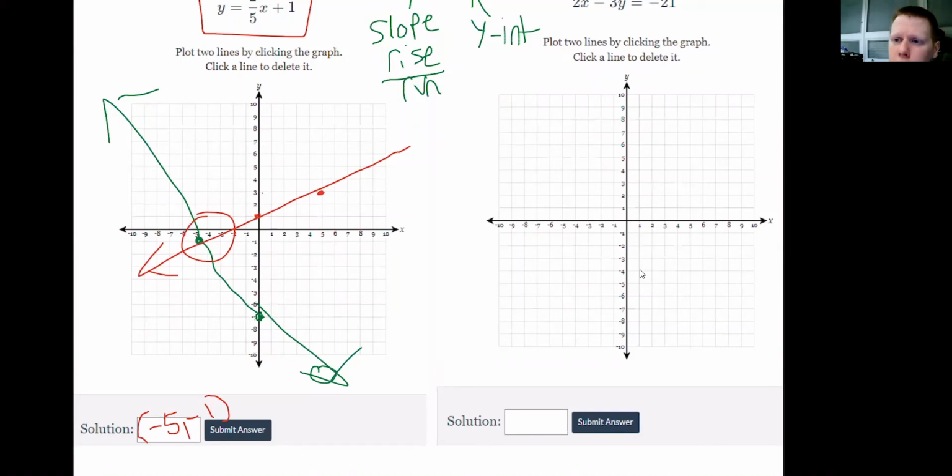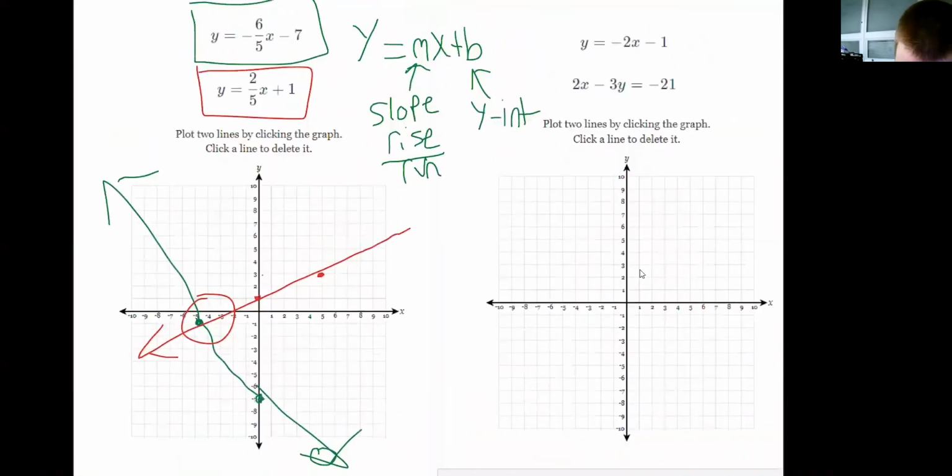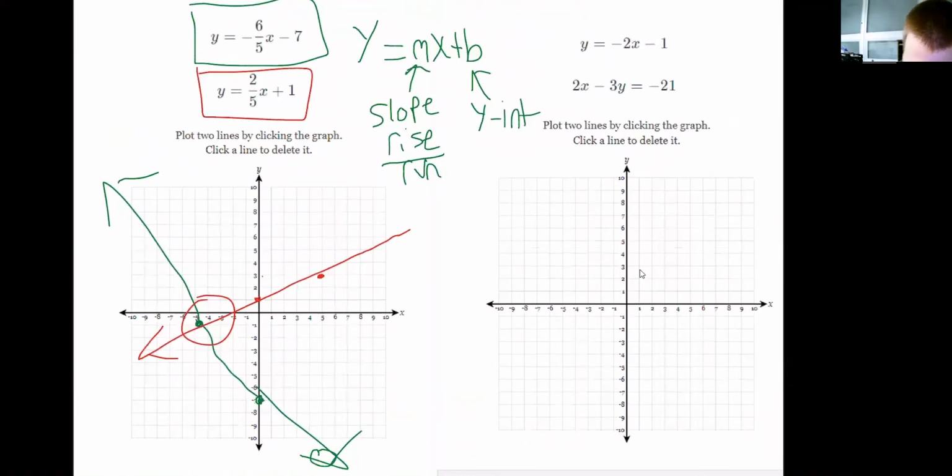And like I said, when you're actually doing this on the computer, you're just going to click 2 points. It will draw the line in for you. So just click your y-intercept and then do your slope one time. Okay. Level 2 will be a little bit trickier in the sense that in one of your equations, you're going to have to get the y by itself.